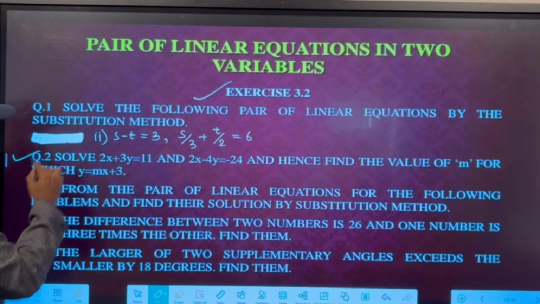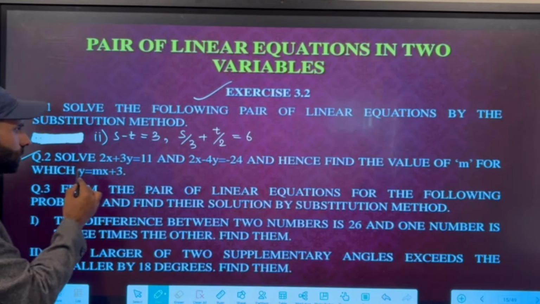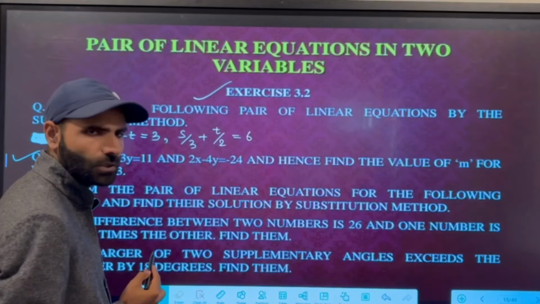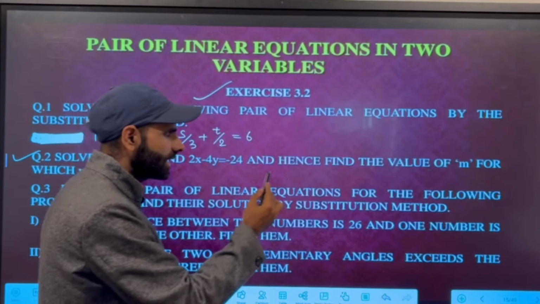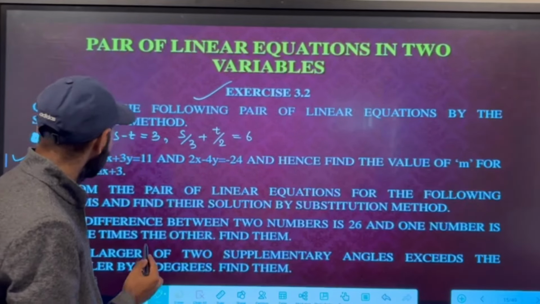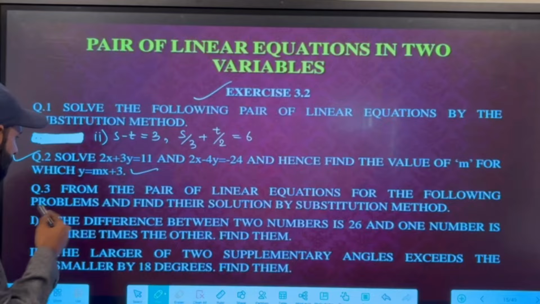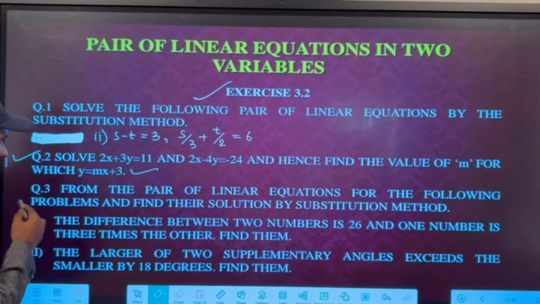From the same exercise, question number 2. Solve 2x plus 3y equal to 11 and 2x minus 4y equal to minus 24, and hence find the value of m for which y is equal to mx plus 3. From the same exercise, question number 3.